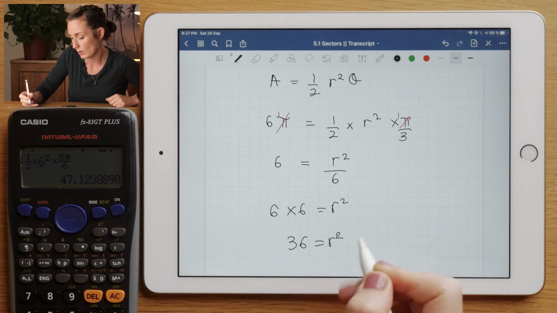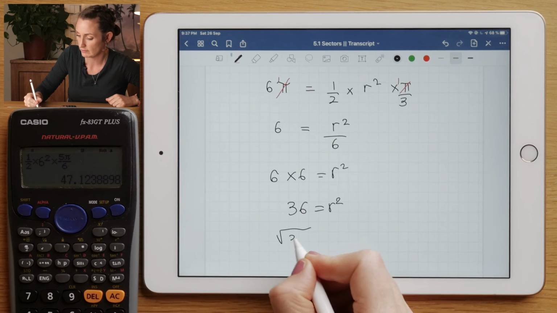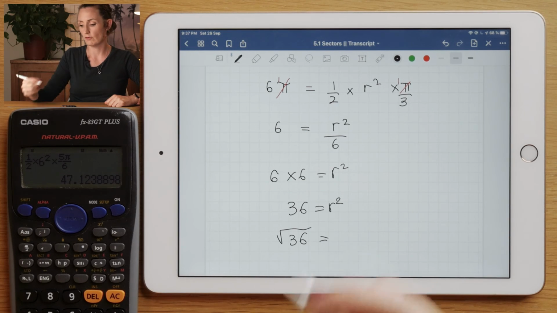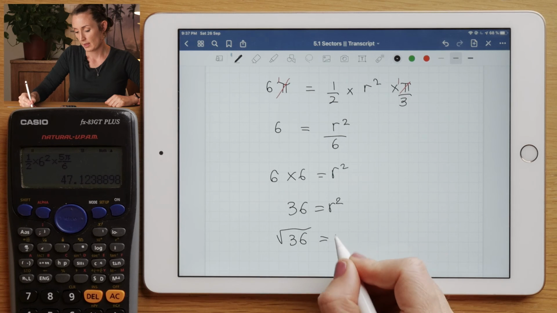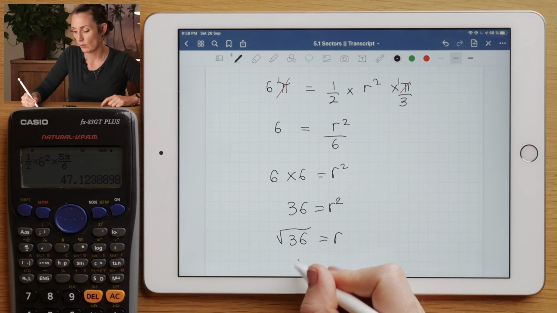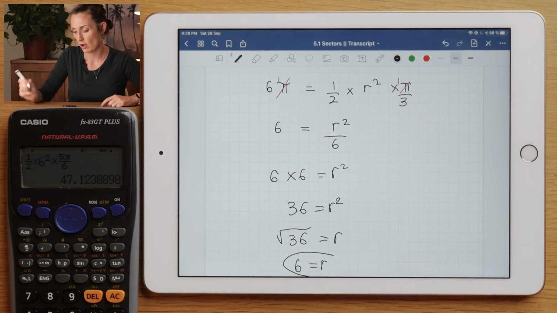36 equals r squared. You would take the square root of 36 because the inverse operation of a squared is a square root. And that would leave normally 2 options, plus and minus 6. But because we're dealing with length here, we're going to only take the option for 6 being equal to r. And that's done. So those are the more basic examples.